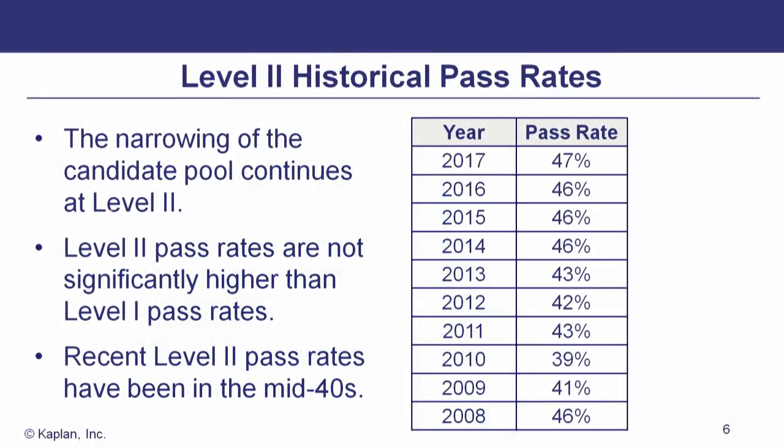Now, the bad news is that the pass rate for Level 2 is about mid-40s. Okay, so the pass rate seems to be not that bad, especially when you are looking at the pass rates at Level 1. However, keep in mind, this is for a pre-screened pool of candidates. These are all the candidates that have passed Level 1. Nobody is allowed to sit for Level 2 without having first cleared Level 1, without having passed muster, if you will. So from a pre-screened pool of candidates, the pass rates are still not that good.